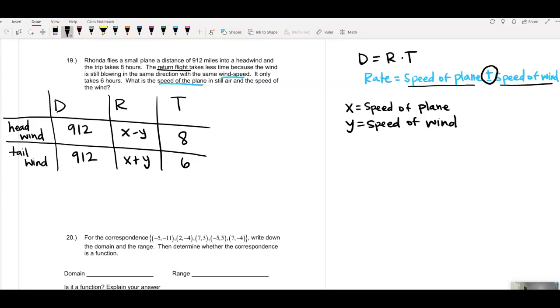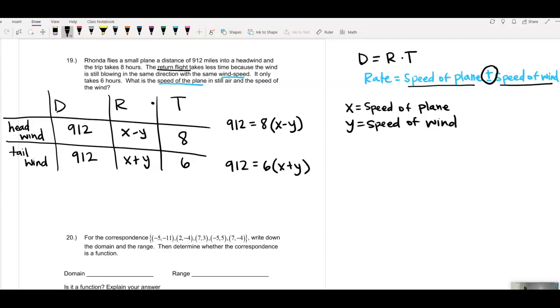Okay, so you see why it's set up that way. All right, and then you have your two equations here. My top equation is 912 equals, and I'm going to write the 8 first. It's just rate times time. It doesn't matter with multiplication which one I write first and which one I write second, but I just like my number out in front there. And then my other equation is 912 equals 6 times (x plus y).